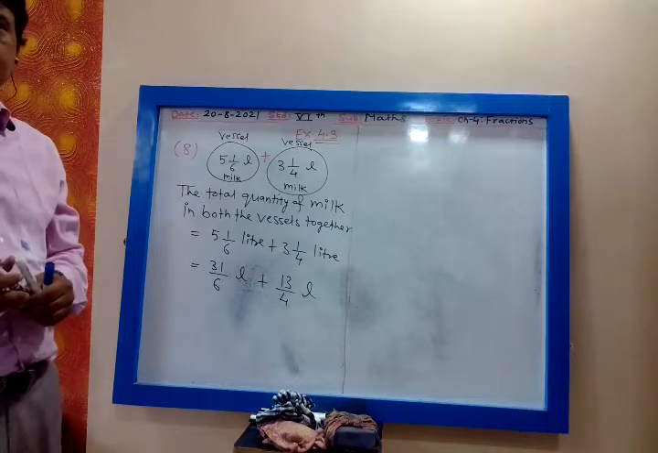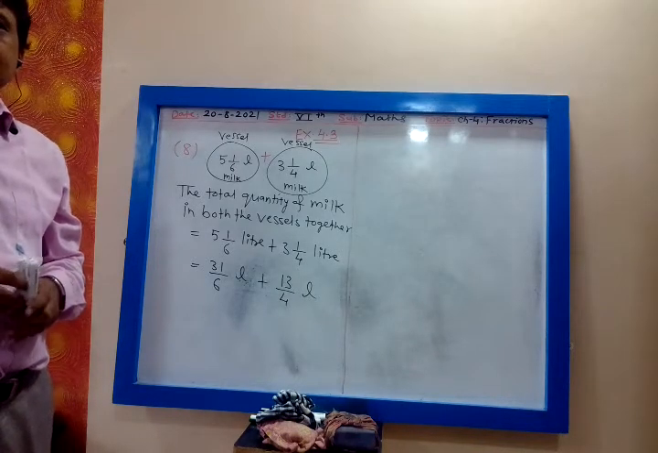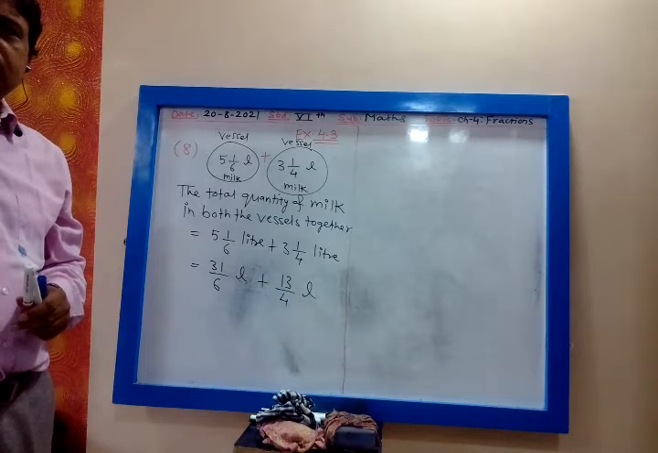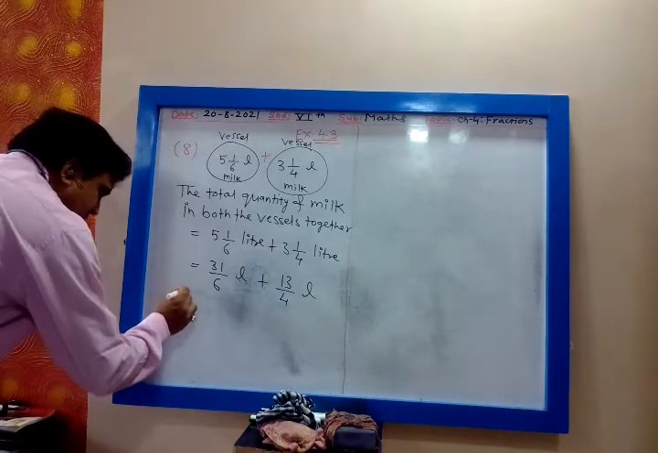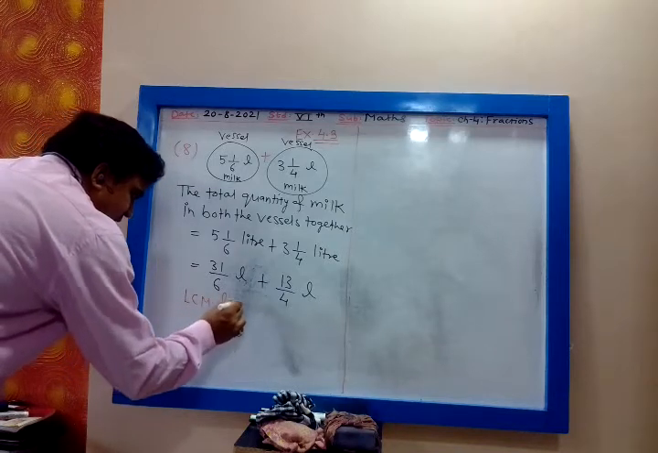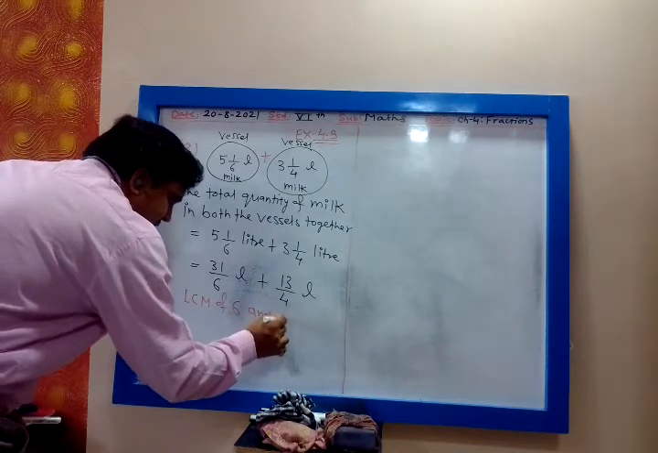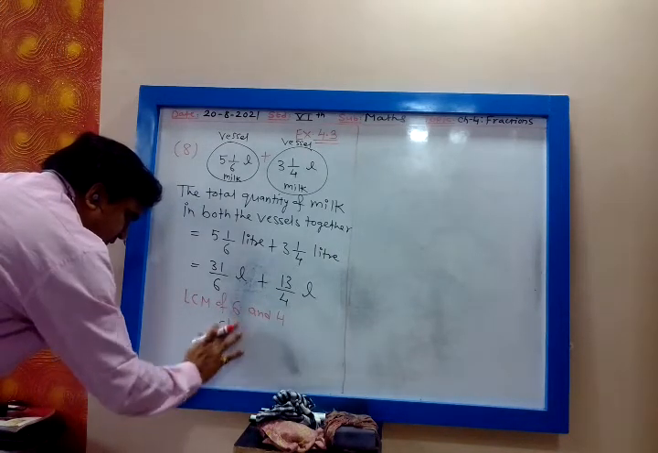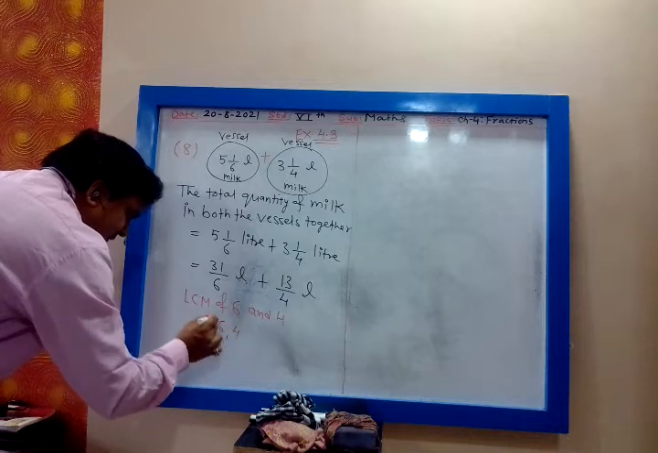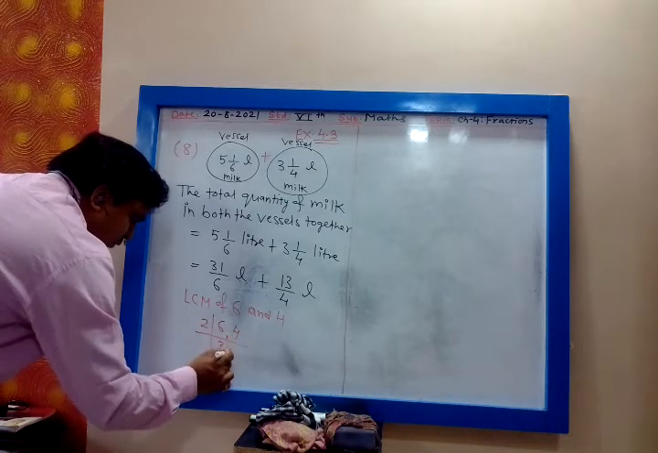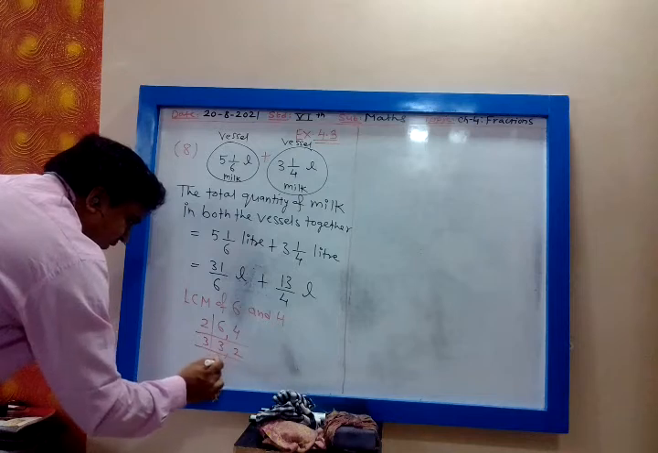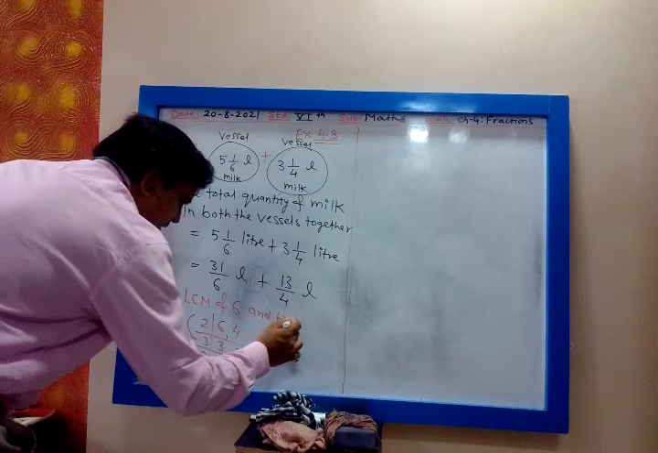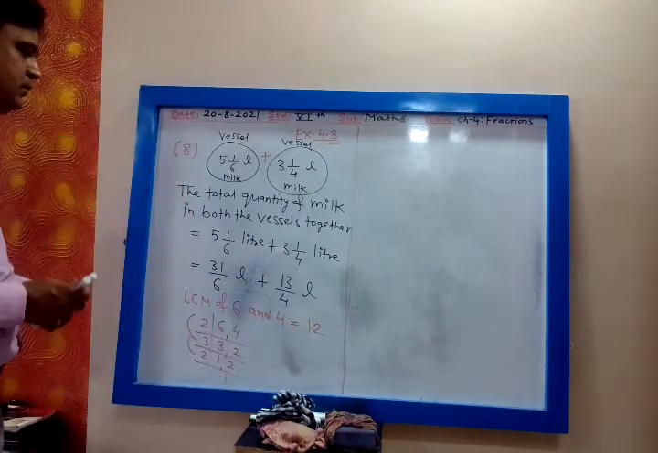This is the addition of two fractions. How will you make the denominators equal? By taking the LCM. So the LCM of 6 and 4. All of you are familiar with how to find the LCM of 6 and 4, by the common division method. 2 3s are 6, 2 2s are 4, 3 1s are 3, then 2, 2. So the LCM is 2 into 3 into 2, that is 12.